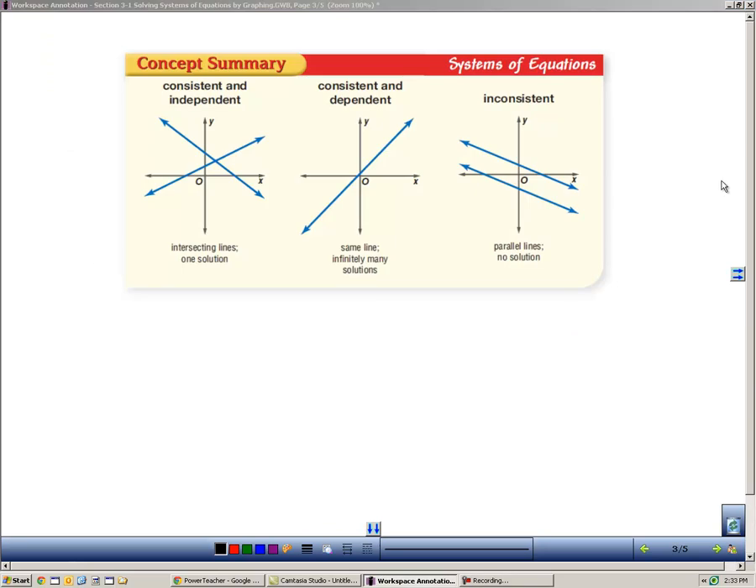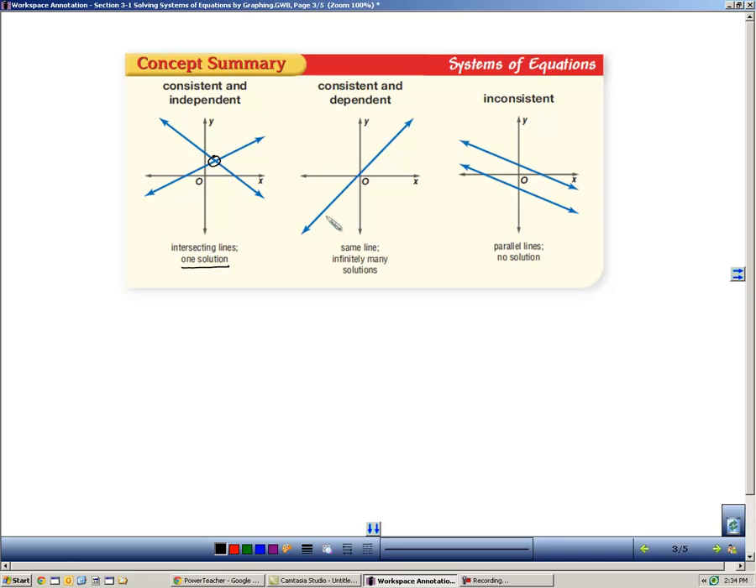Here you see a summary of systems of equations. When you graph two lines, they don't have to cross. The two examples that we've just done crossed. And when they do, we know that there's one solution, and the solution exists where the two lines intersect. Now there are some names that we have for that. We call those kind of lines consistent if they touch, and we say independent if they touch in one place.